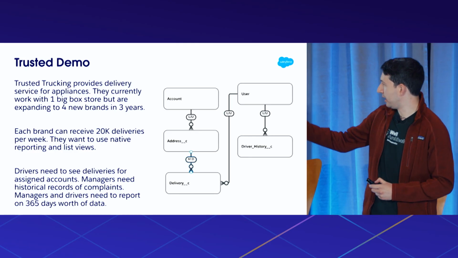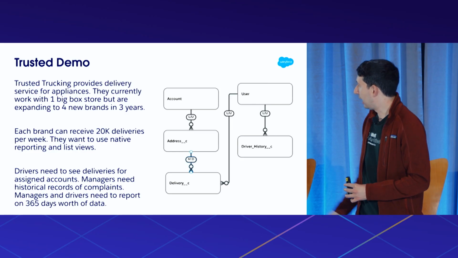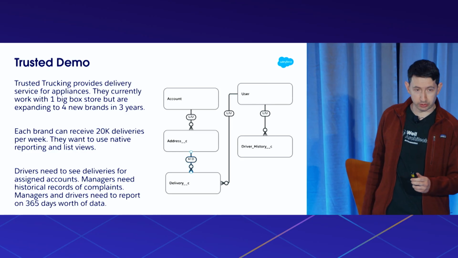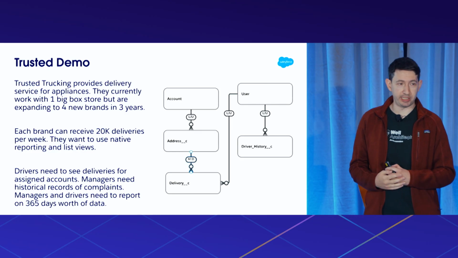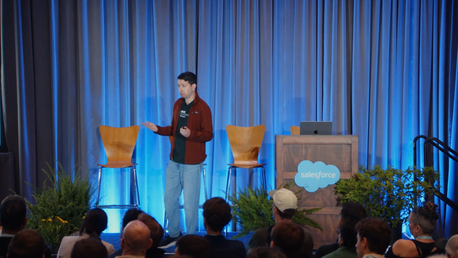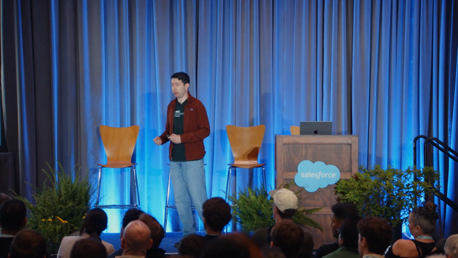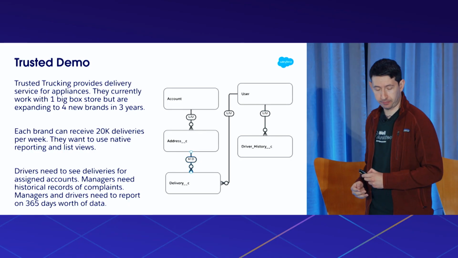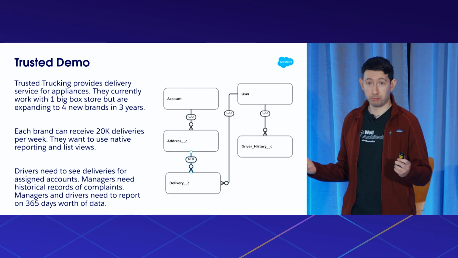Any other concerns? We need 365 days worth of data, and we have 1 million records per account. Any suggestions what we could do there potentially? OK, reports and dashboards instead of individual list views, maybe. Great. So some good solutions there.